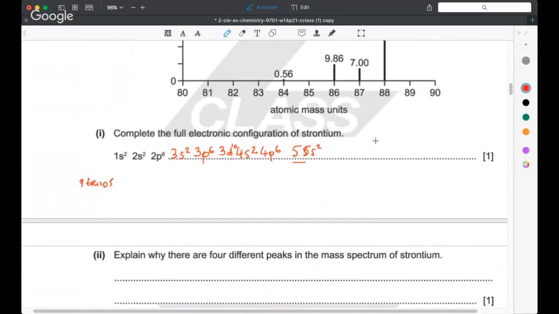And the examiner said, well, okay, a lot of students got that, but some students were filling in the 4d and putting 2 electrons in there rather than in the 5s2. And you just need to remember that as these suborbitals are filled, the s orbital is filling before the d orbital, just as we did as we counted through 3p6, 4s2, 3d10. So it's the same thing that's happening here. So make sure you fill the s orbital in the higher shell before the d orbital in the lower shell.